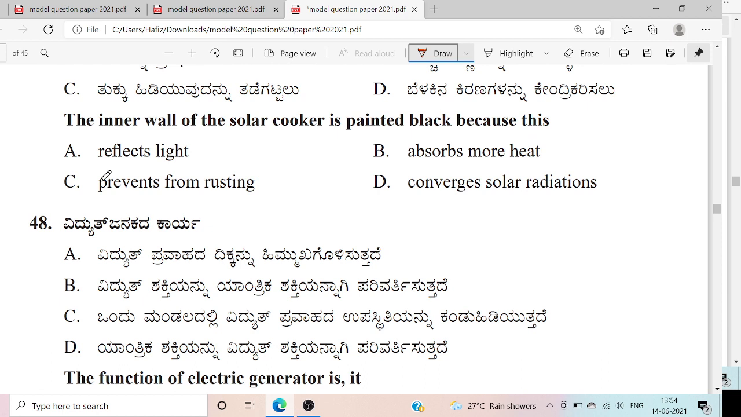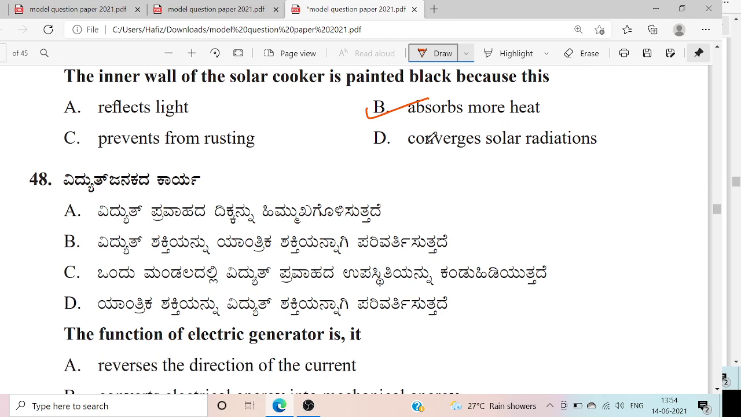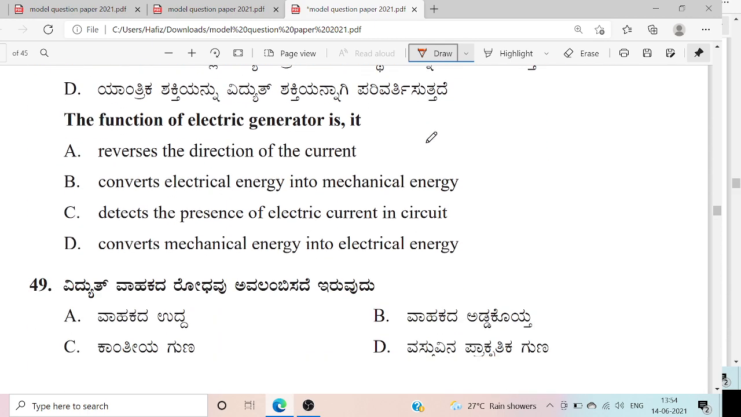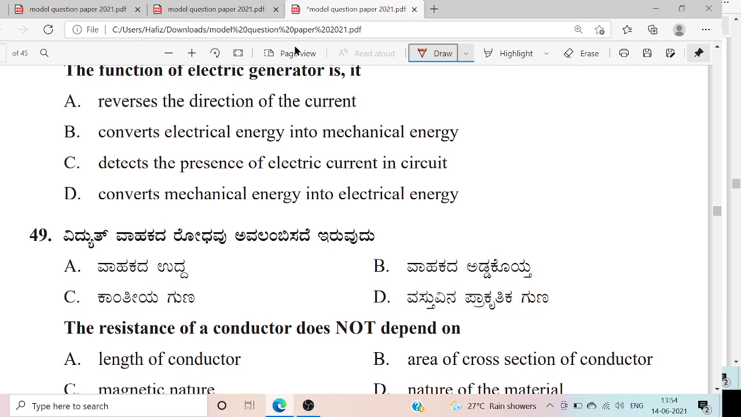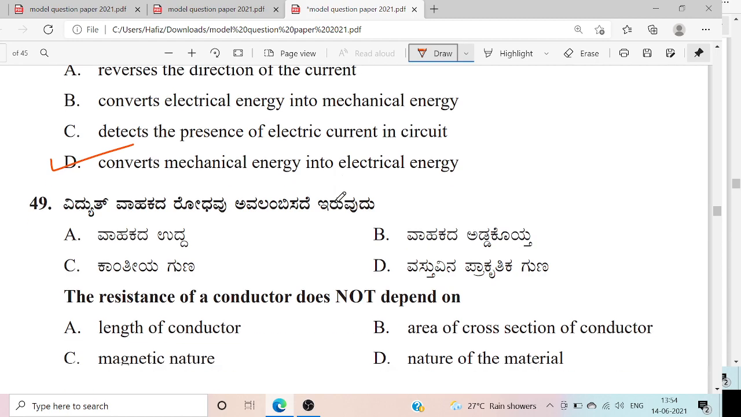Now this one is simple here. The inner walls of the solar cooker are painted black because you know that black color absorbs more and better heat. Okay, then the function of an electric generator. Electric generator, everybody knows that it's a device that converts mechanical energy into electrical energy. So directly you can say that option D is the right one here.